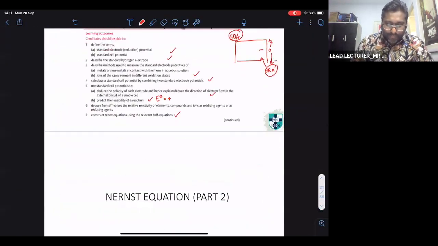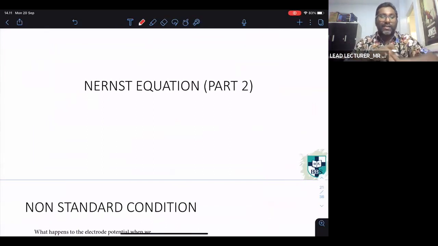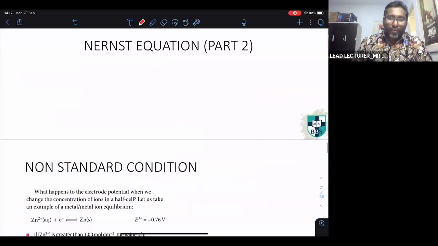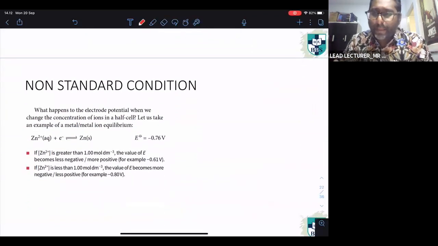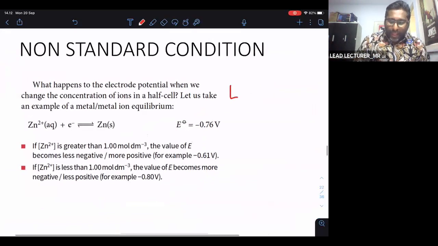Now we will go to part 2. Part 2 is the calculation part, known as the Nernst equation. We have learned the E value, which we can calculate under standard condition. What is standard condition? 25 degrees Celsius, 1 atmospheric pressure, and 1 mole per dm cube. But not all the time are you going to have 1 mole per dm cube. So can we still calculate under non-standard condition? The answer is it depends. If you look at it, we have already learned about LCP.